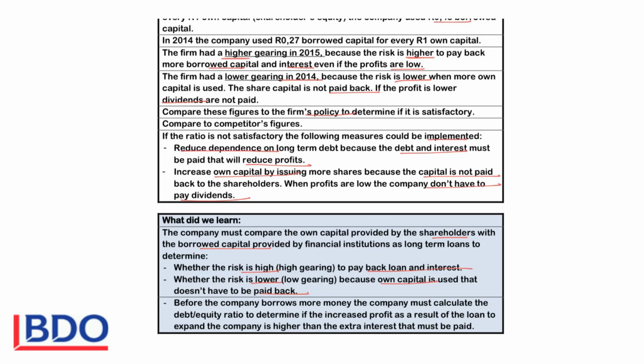Before the company borrows more money, the company must calculate the debt-equity ratio to determine if it increased profits as a result of the loan. So if you borrow money at a high interest rate, the profits that you make as a result of this additional money that you received out of the loan should increase, and the increase should be more than the interest that you pay on the loan. If you get a loan to expand the business, it means that your profit must be higher than that extra interest that will be paid.